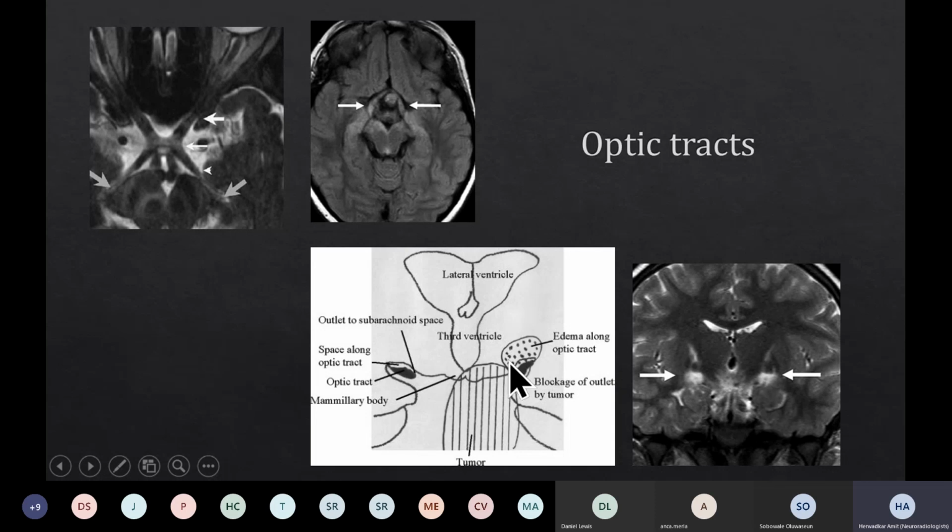And this is just to show you an example of what happens in the coronal plane. This is a coronal plane, the third ventricle, the lateral ventricles, and these are the optic tracts which are leading towards the lateral geniculate body, and they have got a bit of CSF surrounding them. But if you have got tumors in that location, they can compress and trap this CSF space, giving rise to edema surrounding the optic nerve, which is what we are seeing here, and here as well.